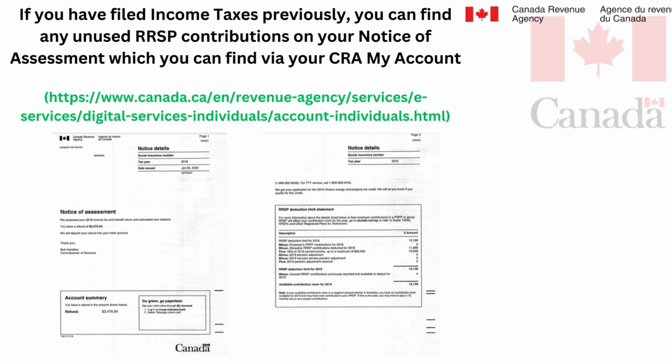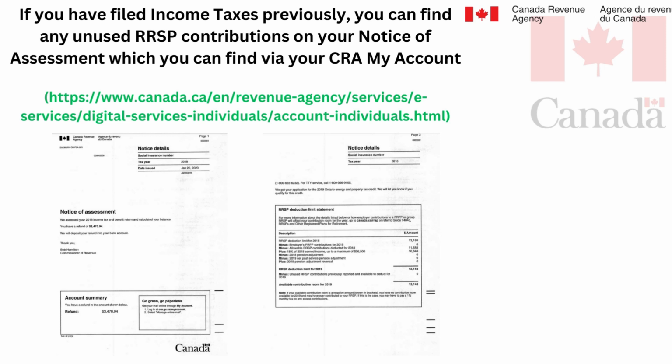Now, every year when you file your taxes, you will receive a notice of assessment. It will actually tell you what your unused RRSP contribution limit is. Here I provided an example on the screen. It's actually quite blurry, but at the bottom, it's the last line. It will say available RRSP limit, current limit. It's the last line on that second page, and it will show you a number. That will tell you based on what happened last year.